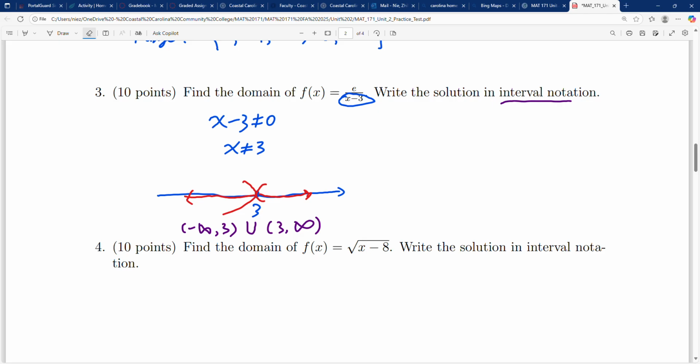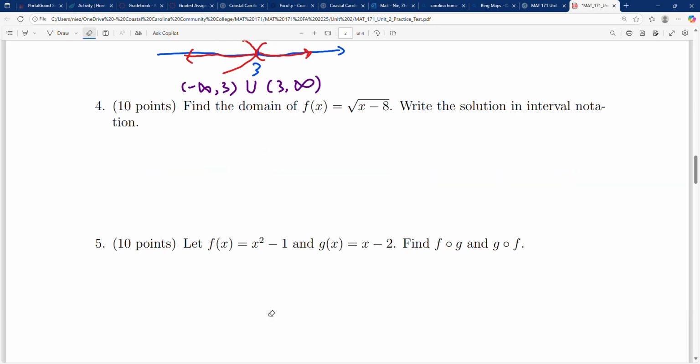Okay, question 4. Question 4 is find the domain also, but this one has a square root. So you should make sure the inside of the square root is greater than or equal to 0. Then add 8 to both sides, and you will get x greater than or equal to 8. And again, you want to write this in interval notation.